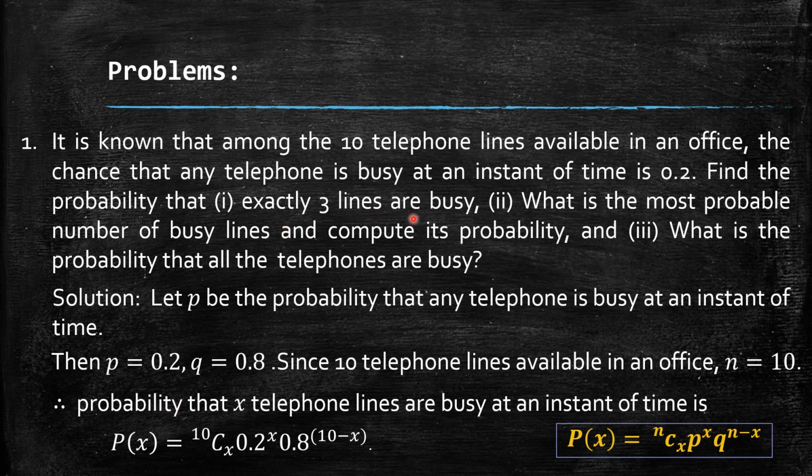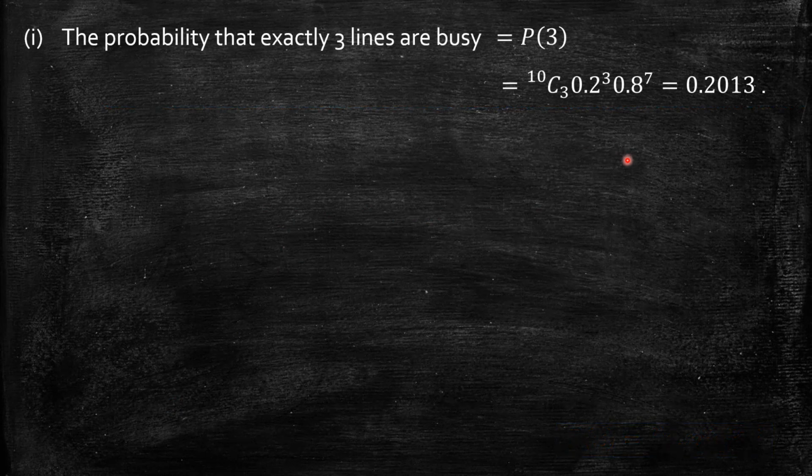The first one is exactly 3 lines are busy, so that means p of 3. We have to substitute in 10Cx 0.2 power x into 0.8 power 10 minus x, where x is here 3, so that gives 10C3 0.2 power 3 0.8 power 10 minus 3, 7. So if I calculate, I get 0.2013 is the probability that exactly 3 lines are busy.